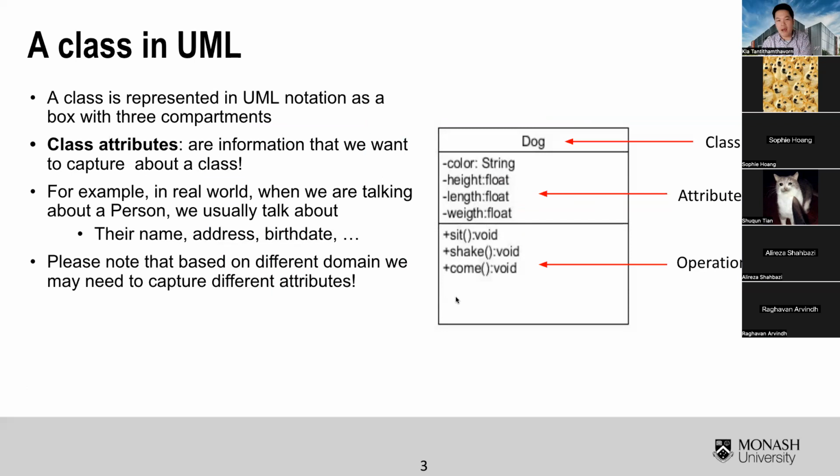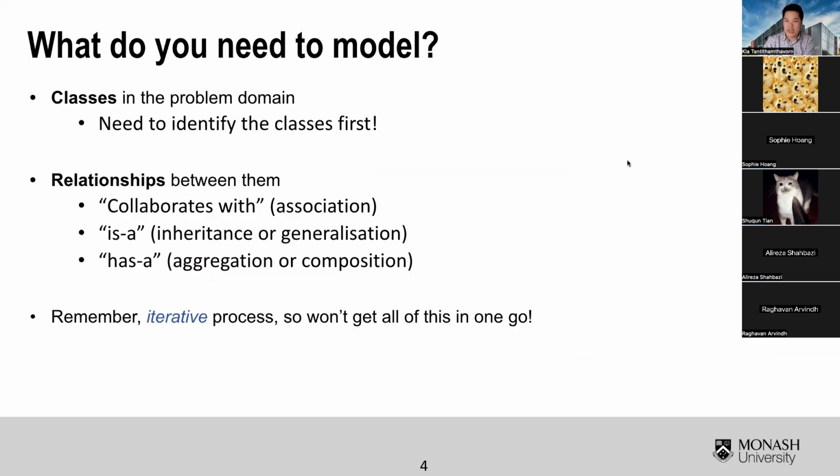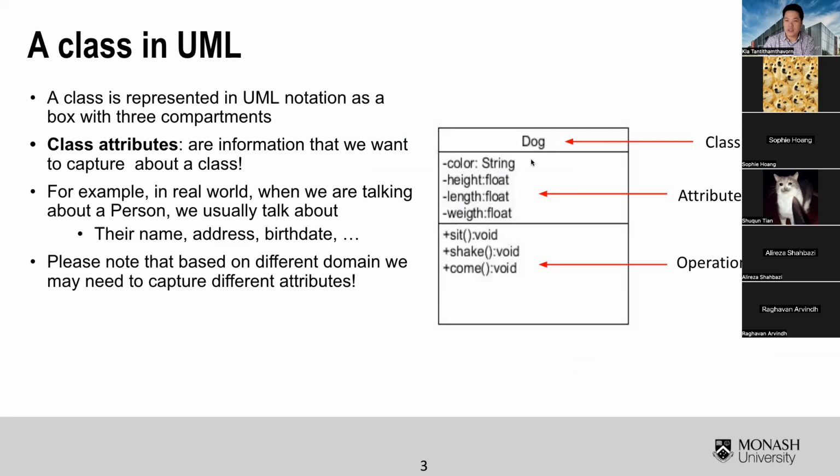So sometimes, ideally, the class model in the UML diagram should have three types of information here: class, attributes, and the operation. But sometimes it may not have them as well. So it really depends, right? It's not always necessary to show the attributes and the operation in every diagram. But at least the most comprehensive version should have 3 pieces of information: the class name, attributes, and the operation.